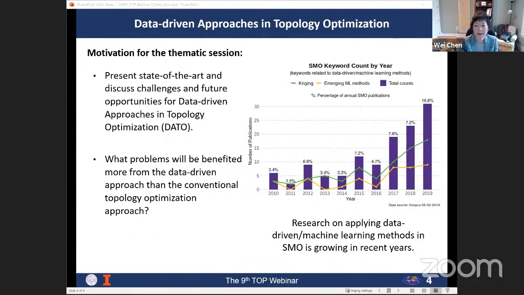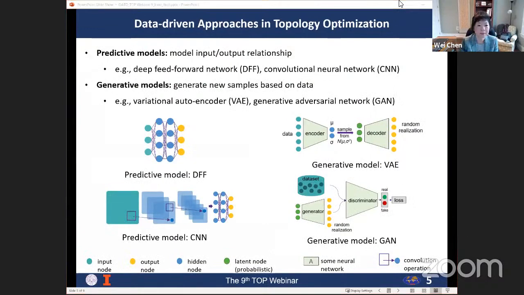So with that, I'm going to ask Sherry to introduce the five invited papers and what we see as a recent trend of using this method. Sherry, please. Thanks, Wei. As Wei mentioned, data-driven approaches have been a growing trend in many areas, including topology optimization.